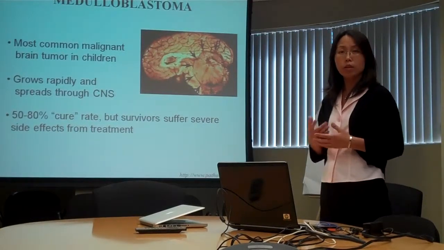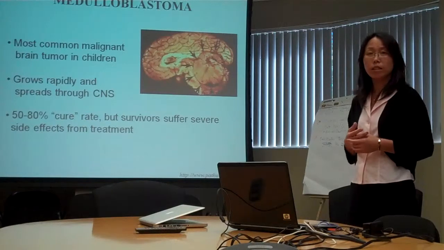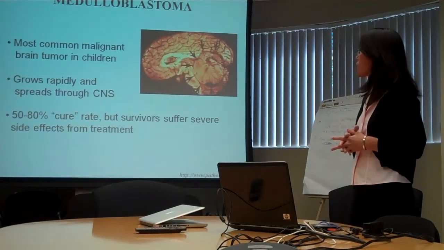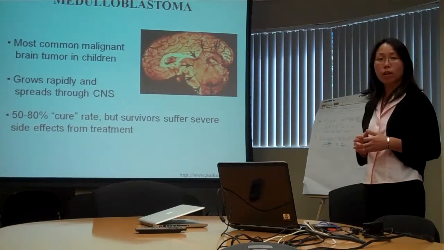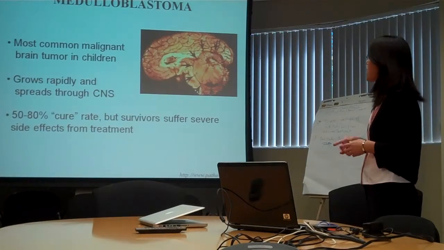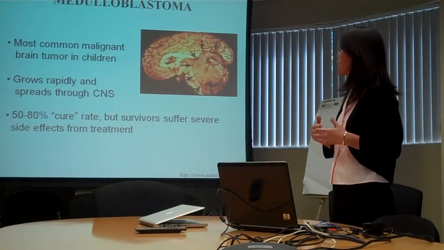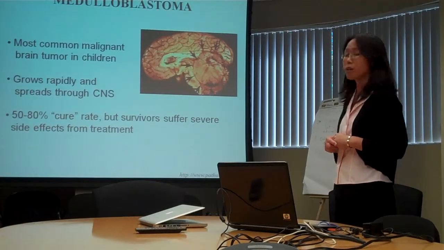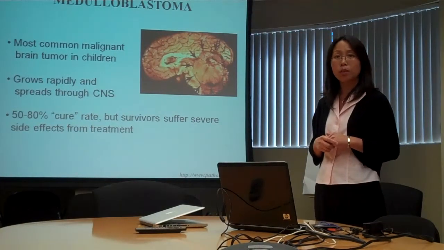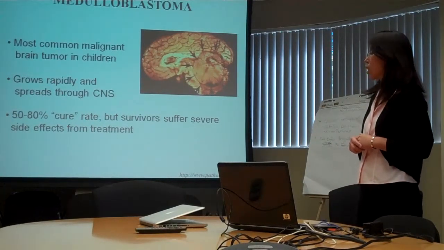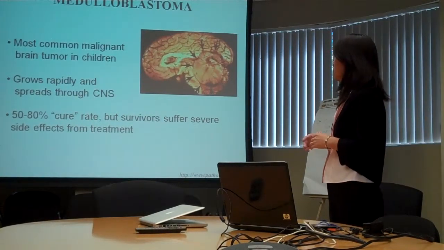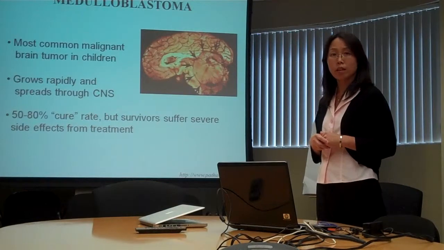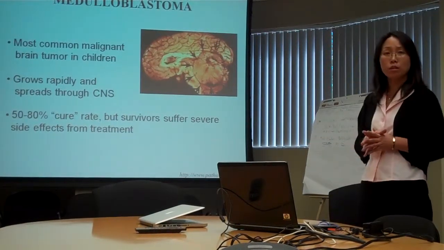As you all know, cancer is terrible, and cancer in children is especially terrible. Among the most malignant and most devastating tumors in children are brain tumors. Medulloblastoma is the most common malignant brain tumor in children. Despite extensive treatment, including surgery, radiation, and high-dose chemotherapy, many children are still dying from their disease. And because of the aggressive treatments, those who do survive suffer severe side effects. So clearly we need to do better, much better.